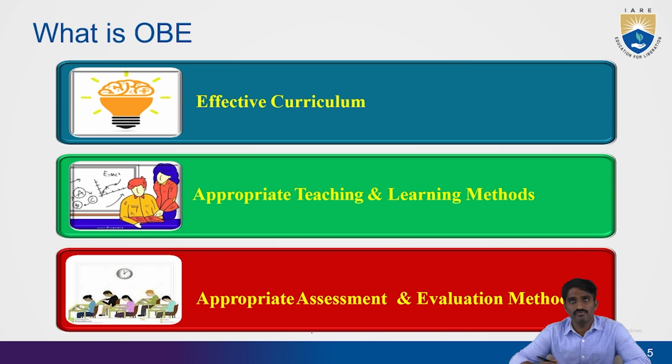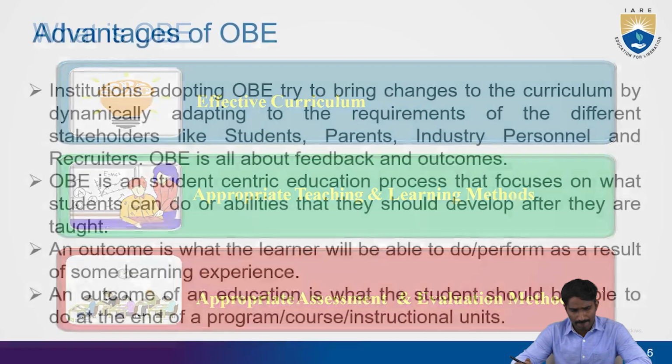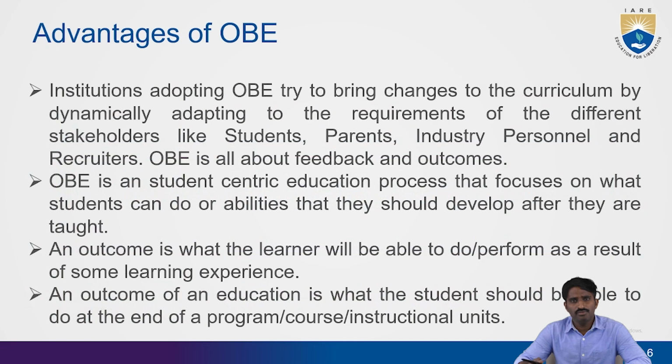That is, the effective curriculum, the appropriate teaching and learning methodologies, and also the appropriate assessment and evaluation methodologies. These are the three key points in the outcome based education system. Then coming to the advantages of the outcome based education system: of course, the three key points we just discussed also come under the advantages.